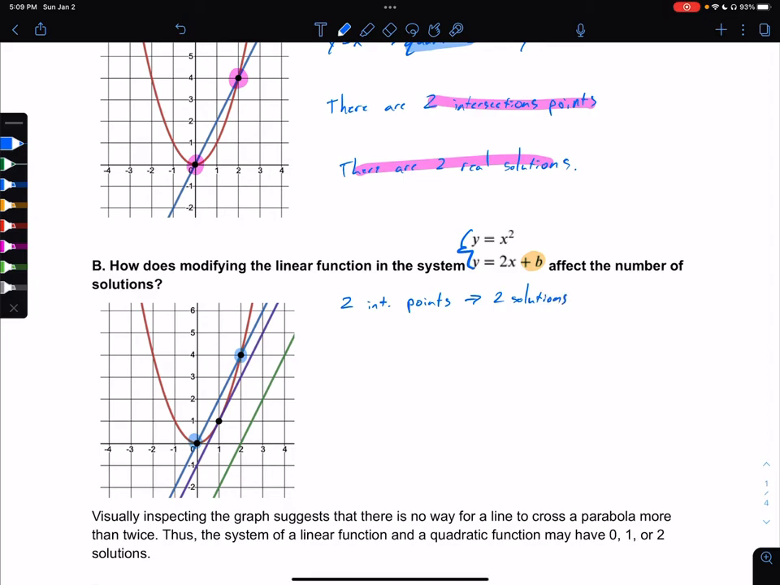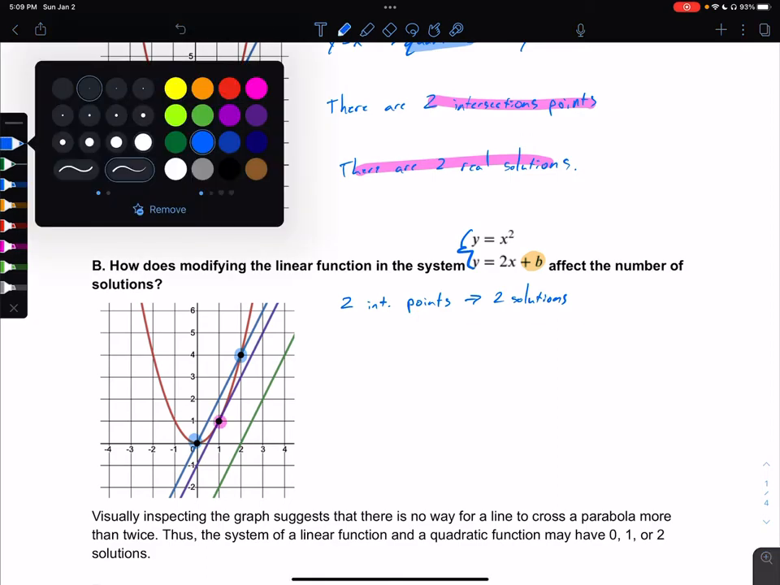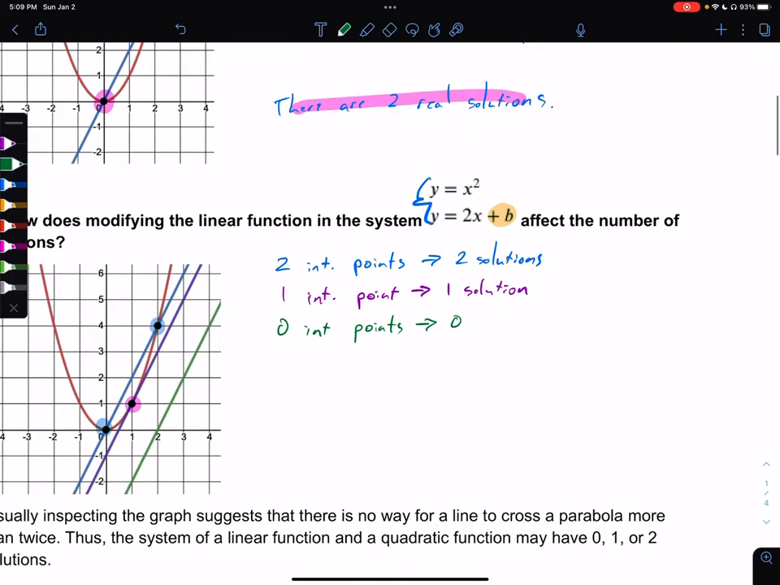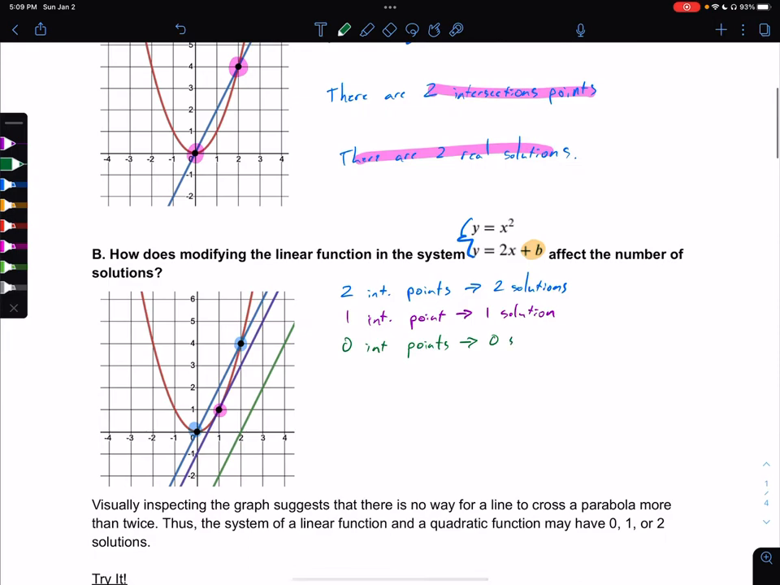The second one here, what we have is 1 intersection point. So that tells me that I have 1 solution there. And then finally in that green one, we have 0 intersection points. So that tells me that there are 0 solutions.